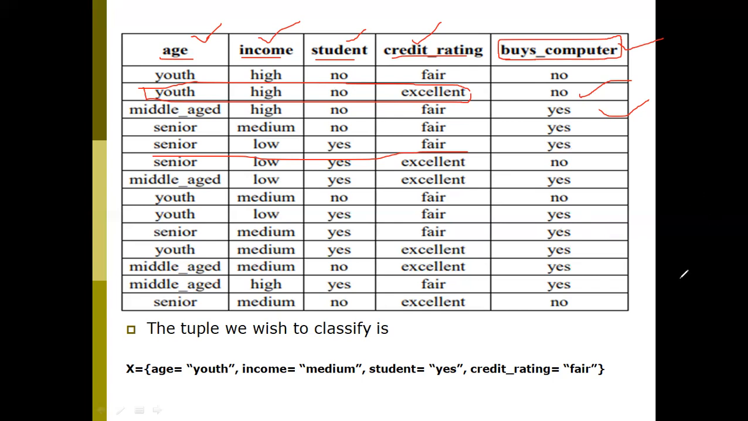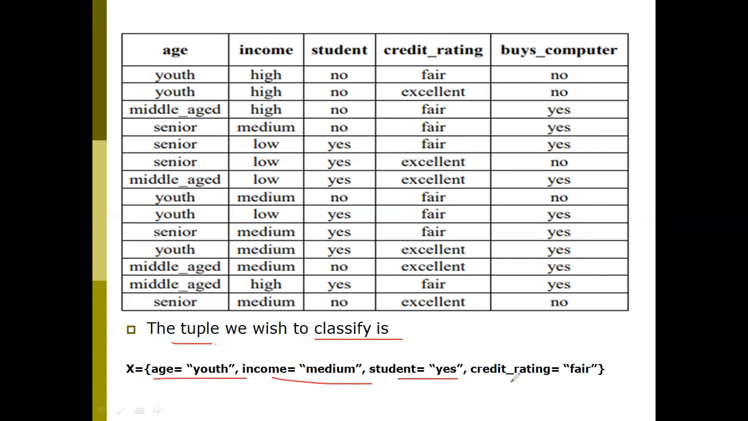Now I have taken one tuple. This tuple is used to classify: if the particular person's age is youth and income is medium and that particular person is a student and credit rating is fair, then if that person has these features, what is the probability of purchasing the computer? He may buy the computer or he may not.